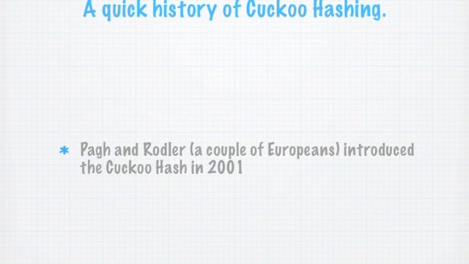Cuckoo hashing is rather new. I think the first paper came out in 2001 by these two individuals, a couple of Europeans as best I can tell.